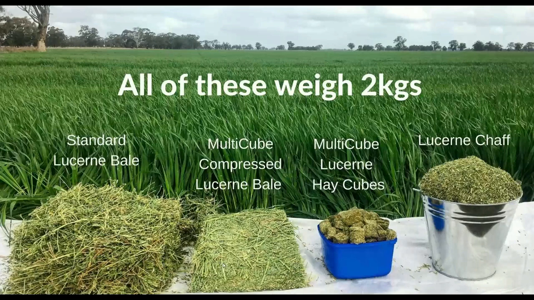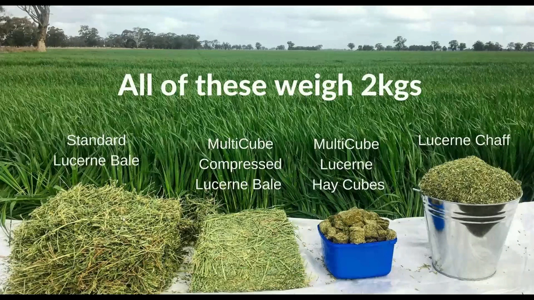That squished pile of alfalfa also weighs 4.6 pounds. That little tub of alfalfa cubes also weighs 4.6 pounds. And that big silver bucket of chopped alfalfa, we call it chaff in Australia, is also 4.6 pounds. So you can see why we feed based on weight and not by volume.